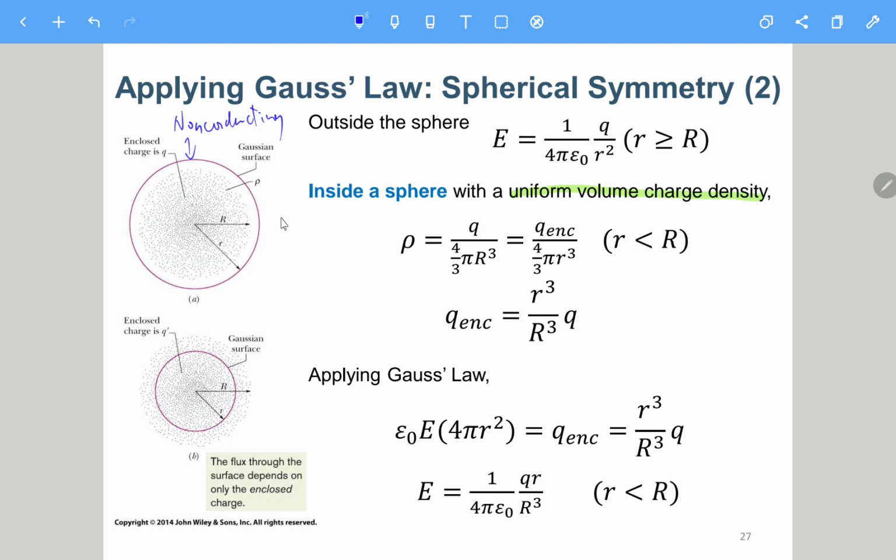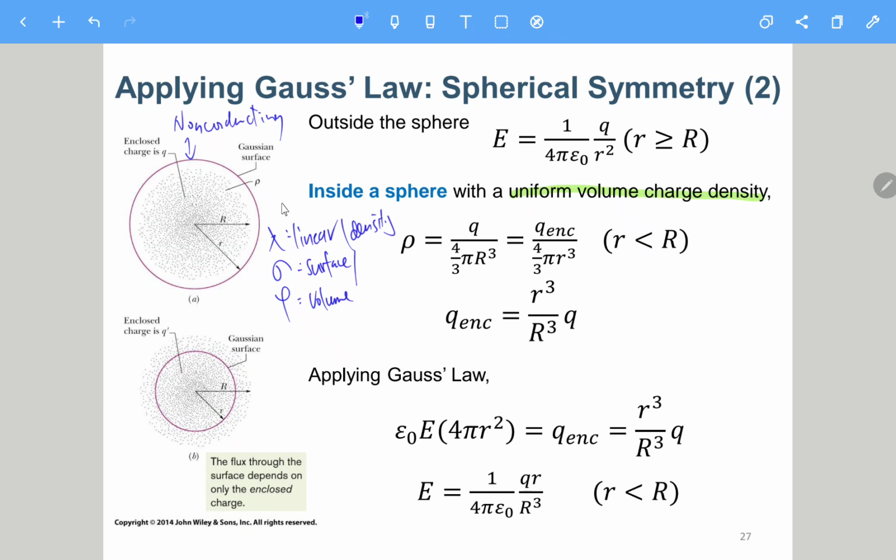This volume charge density, we call it rho. So here we have lambda, sigma, and rho. This is linear charge density, this is surface charge density, and rho is volume charge density. All of them are charge densities.